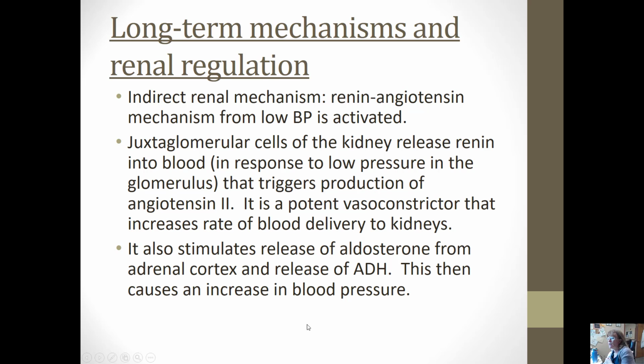or if that's not going to be enough to maintain blood pressure, then the second thing is that angiotensin 2 can go to the adrenal cortex and stimulate the release of aldosterone, and then go to the posterior pituitary and stimulate the release of ADH. Both of these hormones will go to the kidneys, to the distal convoluted tubule and collecting duct, and aldosterone will stimulate the retention of sodium, and ADH will stimulate the retention of water. And both of those will then increase fluid volume within the blood and increase blood pressure.